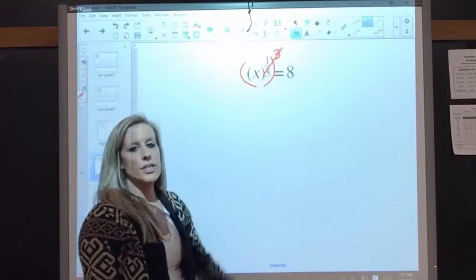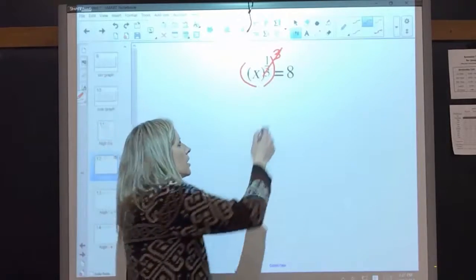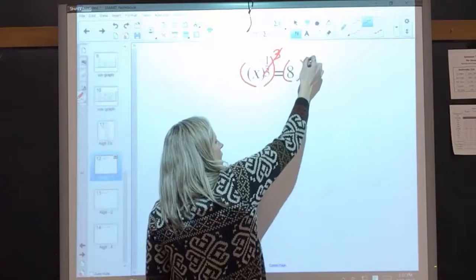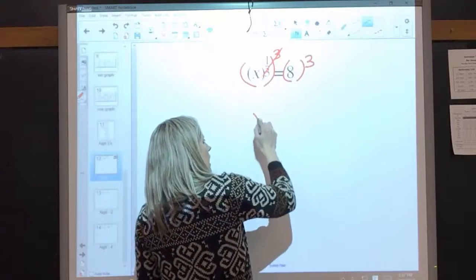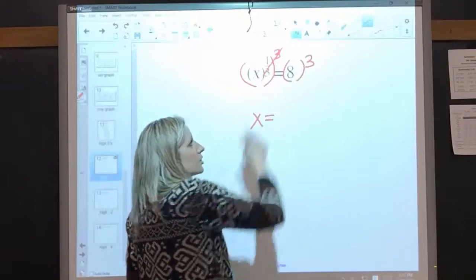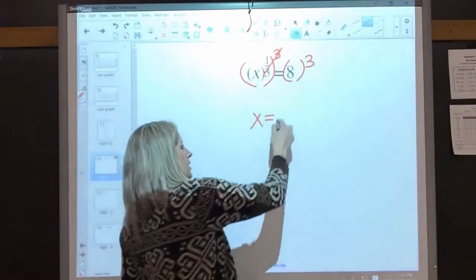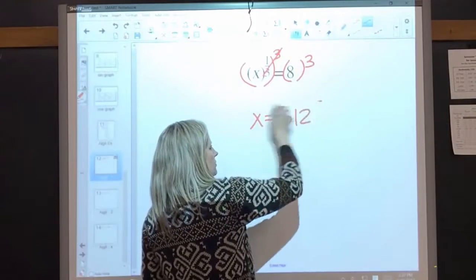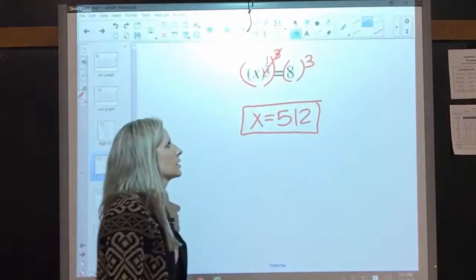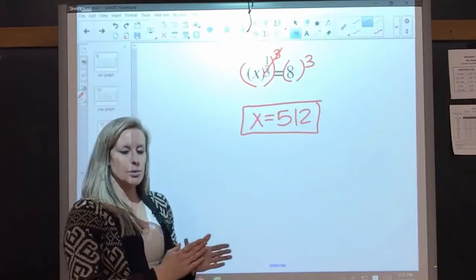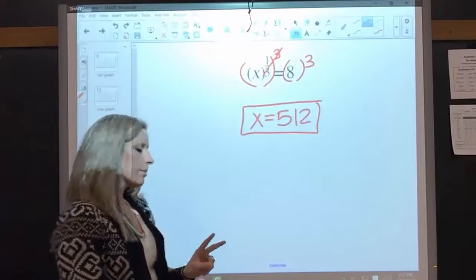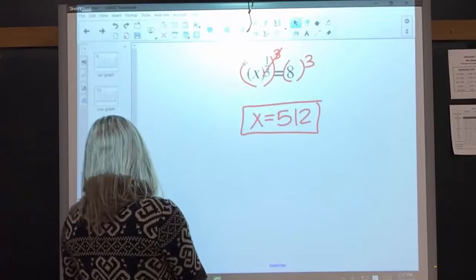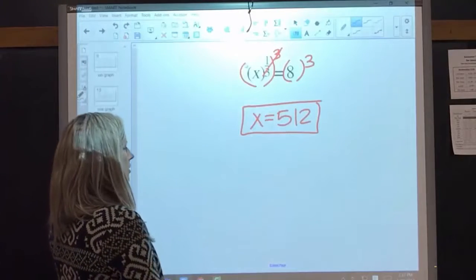1/3 and 3, those are going to cancel out. Okay? What you do to one side, you have to do to the other. So x equals 8 cubed, and 8 cubed is 512. Okay, so that's number 1. I want to do 2 more problems that I think you might have issues with. So let's look at number 2.